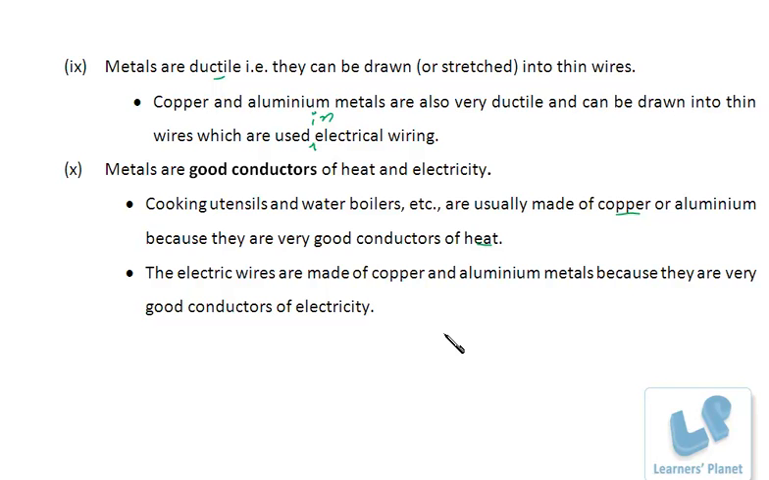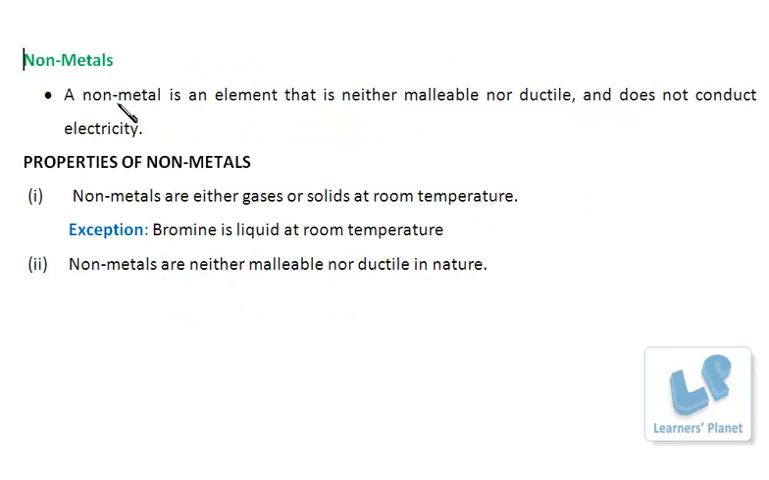Now let's discuss a few properties of non-metals, how they differ from metals. A non-metal is an element that is neither malleable nor ductile and does not conduct electricity. Right? Now let's discuss the properties of non-metals. Non-metals are either gases or solids at room temperature. Bromine is a liquid at room temperature. So examples of non-metals are carbon, hydrogen, oxygen, nitrogen. These are all non-metals.